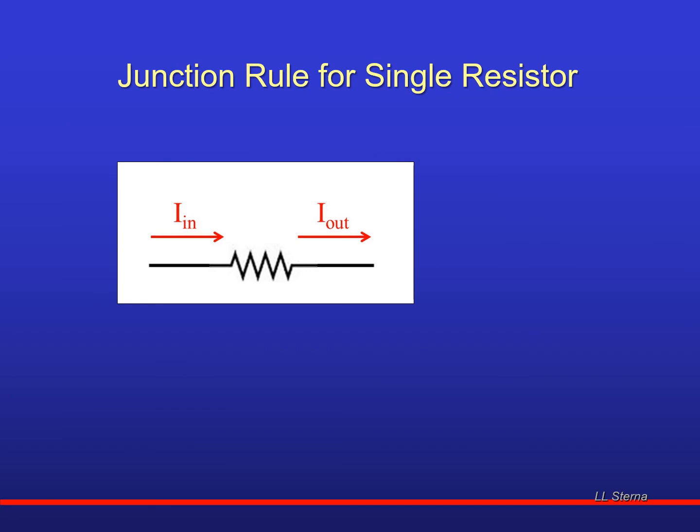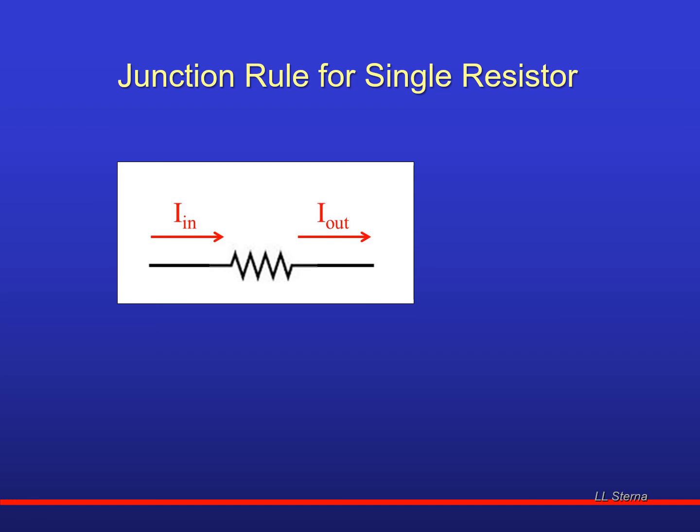Okay, now for the junction rule. You say, what's the junction? Well, I like to use this example, even though you might not normally think of a resistor as a junction. The current going into the resistor equals the current coming out, just a single resistor.